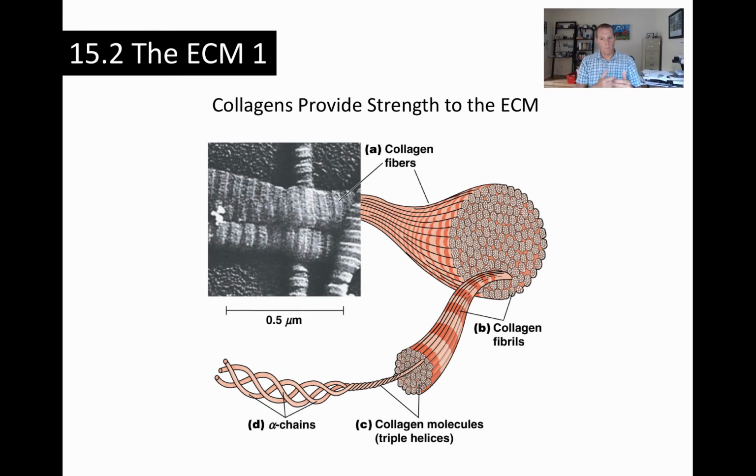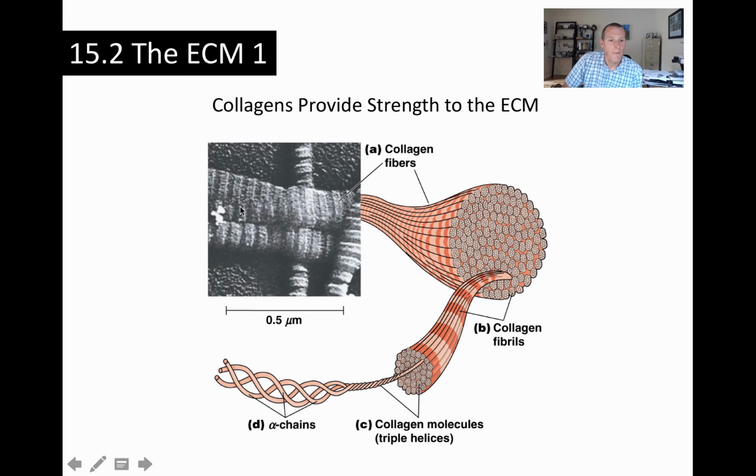Let's start off with collagens. Probably the most abundant ECM component in animals is collagen. And so this is actually a family of proteins, and it's secreted by several types of cells in connective tissues, including fibroblasts. And now the structure is kind of interesting. You can actually see collagen fibers in the extracellular matrix when you look at ECM through an electron microscope.